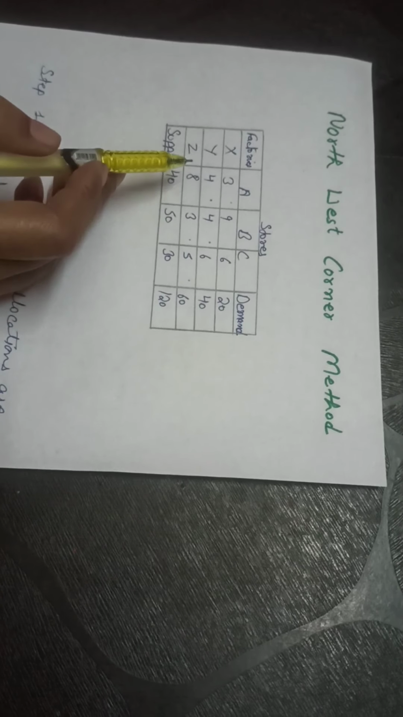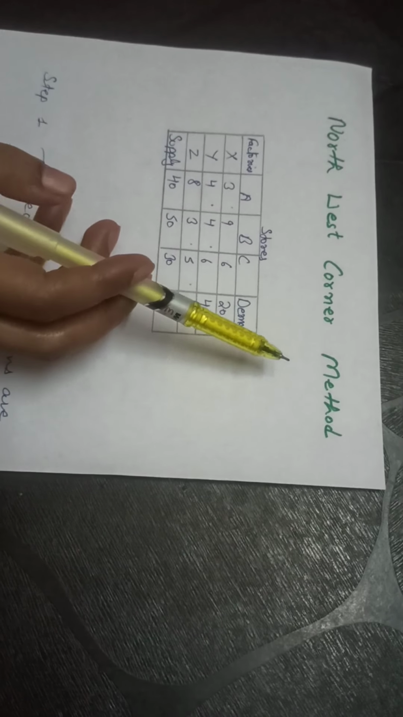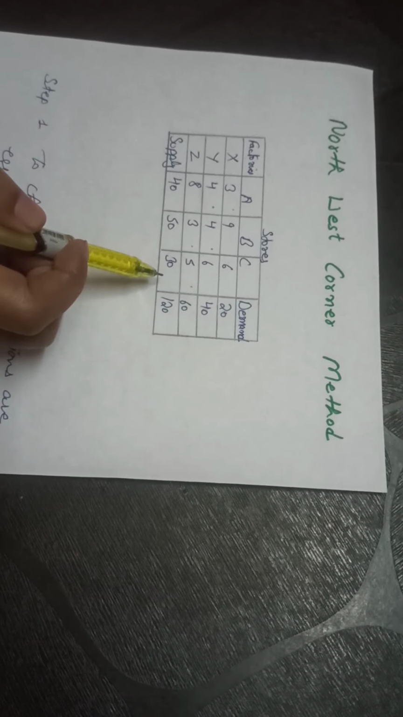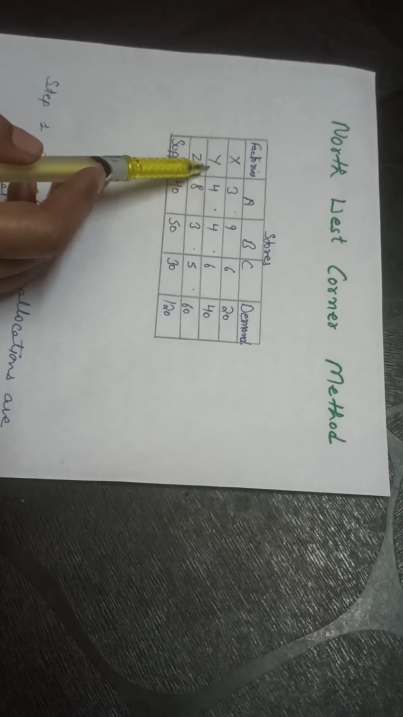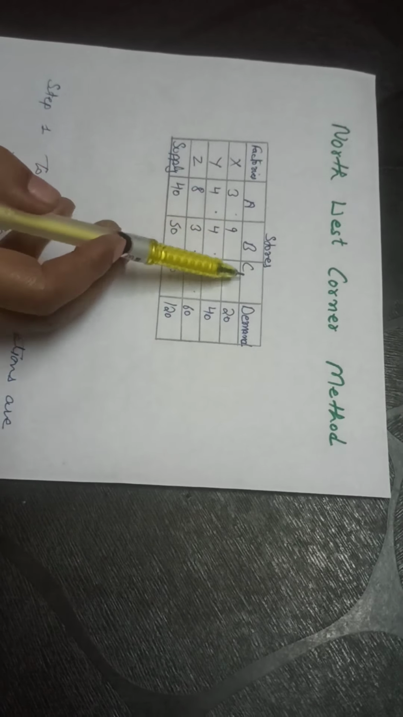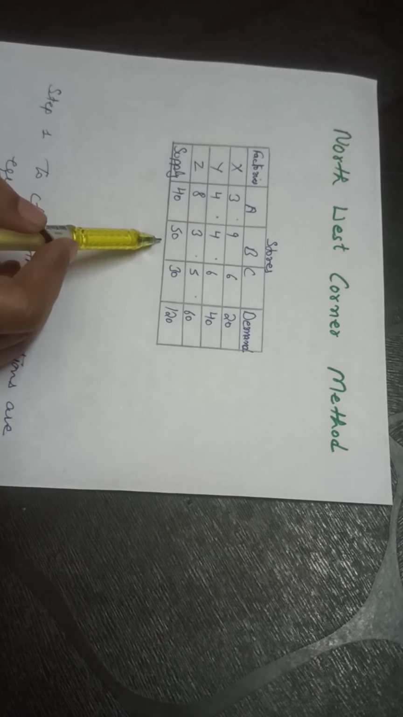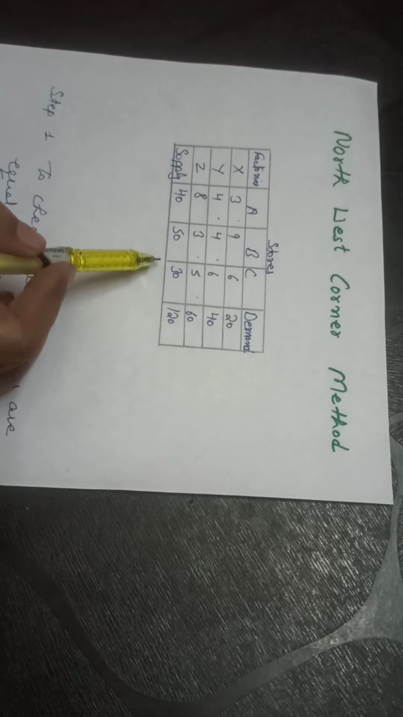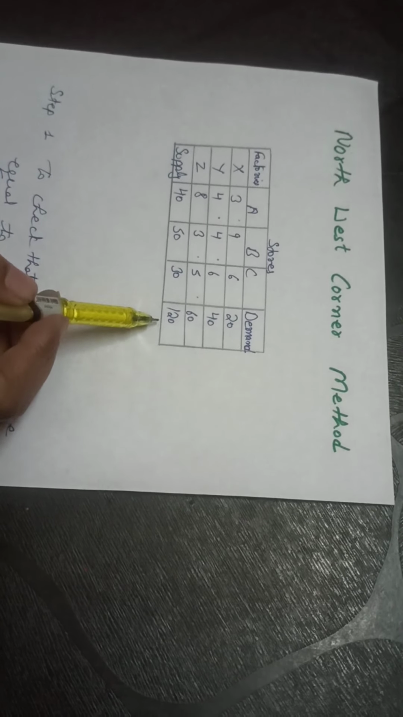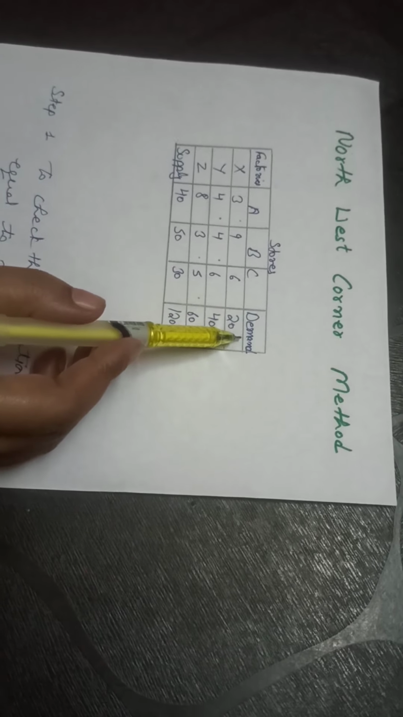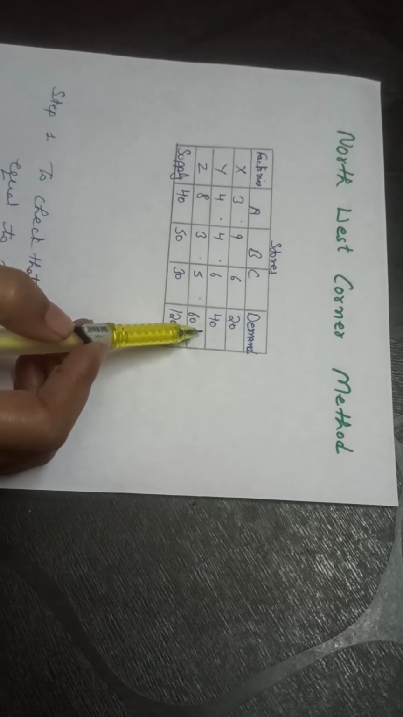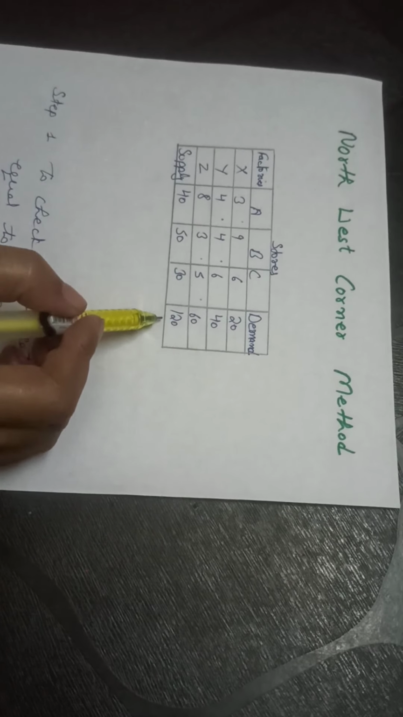Students, now we will solve this transportation problem by using the northwest corner method. In this transportation problem, we have three factories X, Y, Z, and stores A, B, C. Here we have supply 40, in B store 50, in C store 30, and total supply is 120. And here we have demand 20, 40, 60, and its total is also 120.